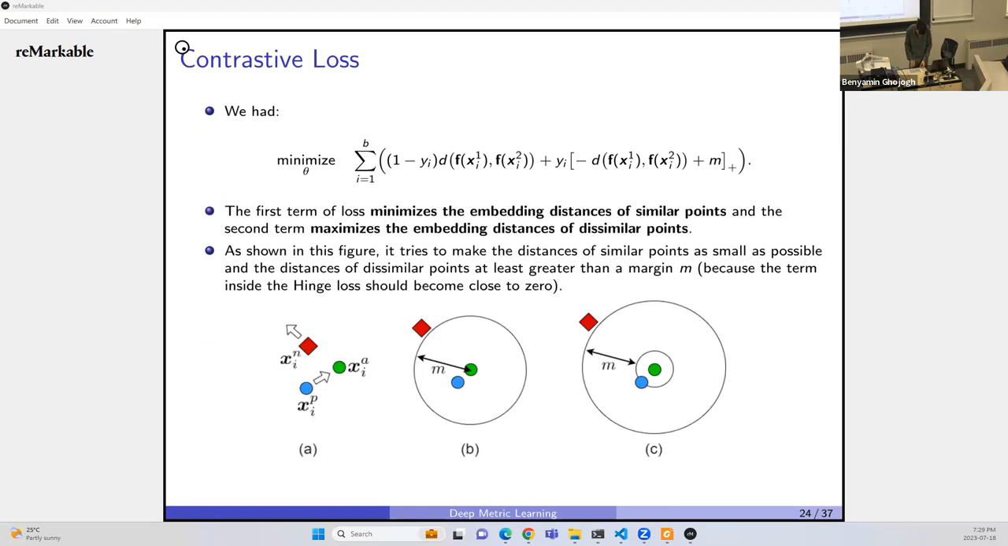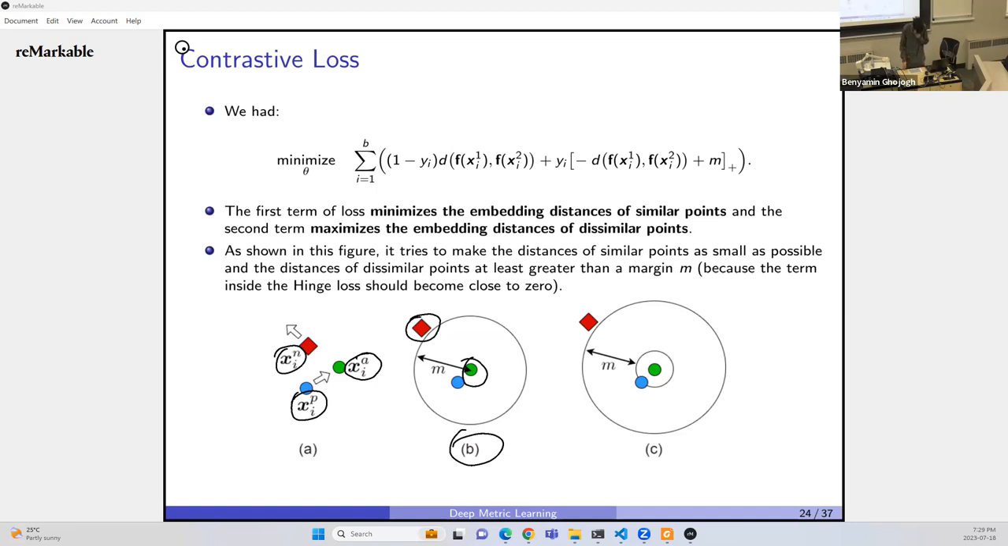So this is exactly our analysis, and this is the figure. We have anchor here, we have positive, and we have negative, right? Negative here is a red diamond, but anchor and positive are blue and green circles. So we push positive toward anchor and push away the negative, right? Until what happens? See figure B. Figure C is not for this last function. Figure B: until the distance of negative and anchor becomes M, right?